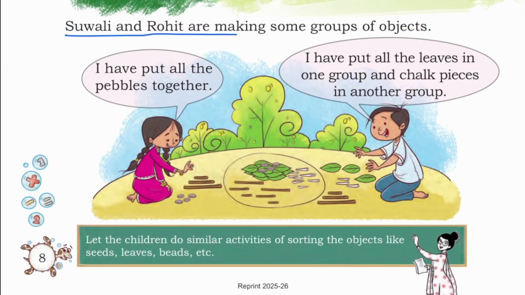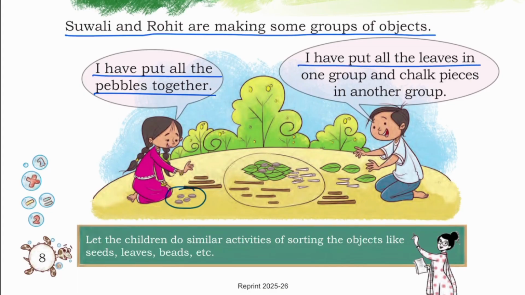Suali and Rohit are making some groups of objects. Suali says, I have put all the pebbles together, like this. Rohit says, I have put all the leaves in one group and the chalk pieces in another group, like this.